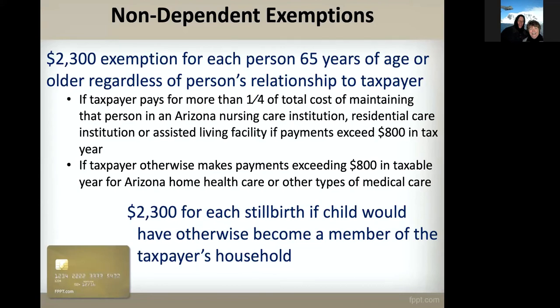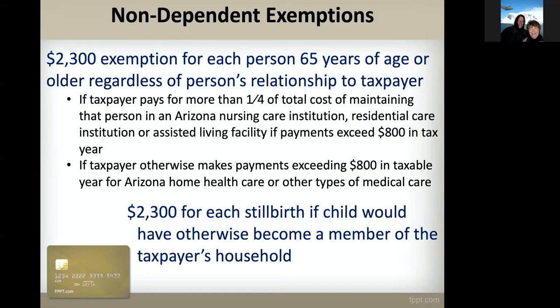Arizona allows a $2,300 exemption for each person 65 years of age or older. So Arizona starts with the adjusted gross income from the federal government, and then they do some subtractions or additions, and they come up with the taxable income, and then they allow you to take an exemption for the deductions. So you still get the standard deduction or an itemized deduction, but they also give you a $2,300 exemption if you're over the age of 65. And there's another exemption for $2,300 for stillbirth.